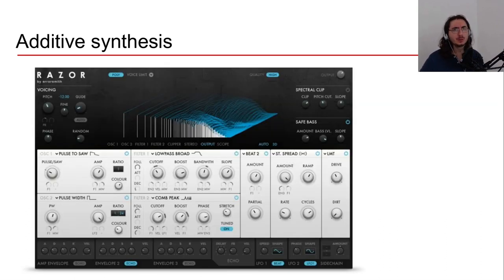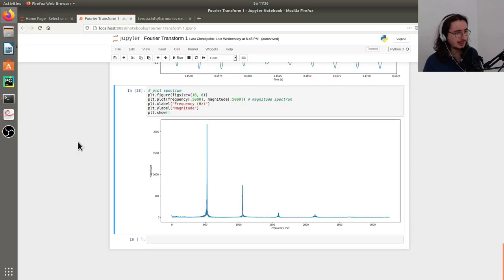Okay, so this is an idea that's not exactly the same as that of additive synthesis, but it's kind of similar. In additive synthesis, you have synthesizers which basically use different sinusoids, and you can superimpose them, so combine them by adding them up, in order to create complex sounds. And if you think about it, this is somewhat similar to what we were saying with the inverse Fourier transform. So let me show you this in an example.